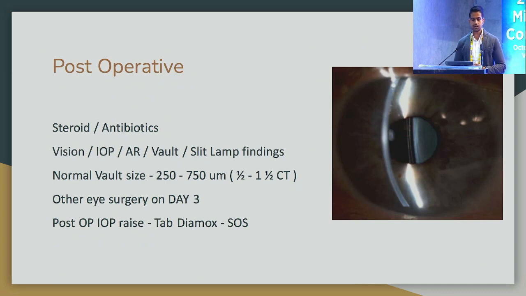Post-operatively, do look for your vision, the intraocular pressure, the AR readings. Look for the vault size. Like I said, the vault size normally is between half to 1.5 cornea thickness. Look for any signs of inflammation. And the other eye: once you see the patient on post-operative day one, when the eye is quiet and all the parameters are okay, then you can plan the other eye on day three.